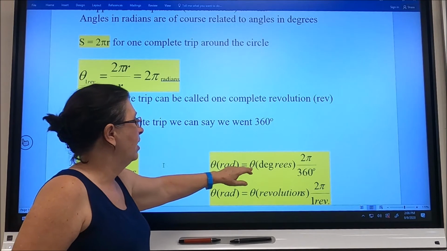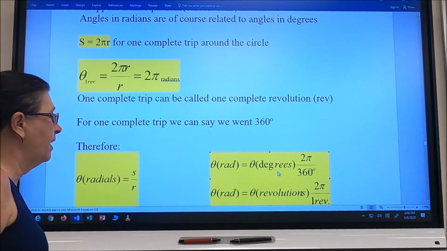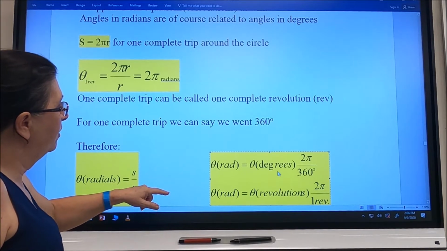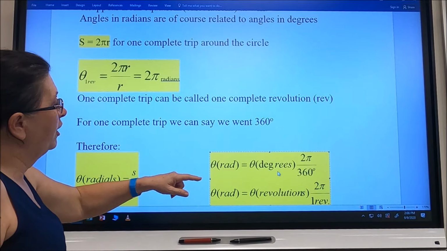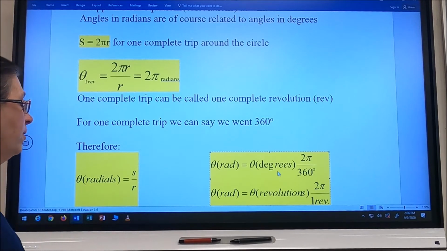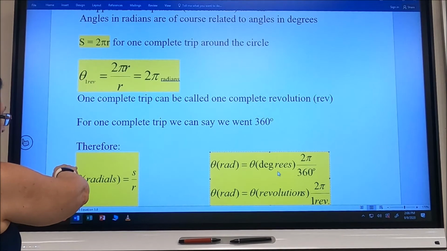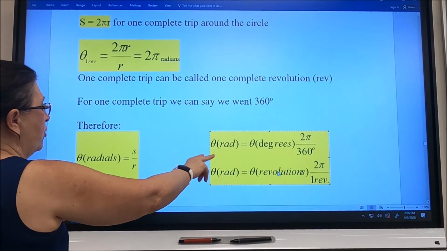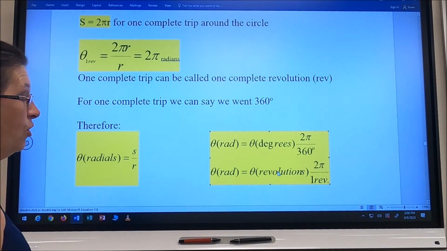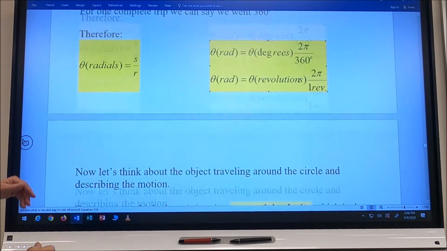Our angle in radians is equal to an angle in degrees times 2 pi divided by 360. The angle in radians also equals the angle in revolutions divided by 1 revolution over 2 pi. So we have a way to relate S over R, the angle in radians, to angle in degrees, and angle in radians to angle expressed in revolutions, like 1.5 revolutions or 3 revolutions.